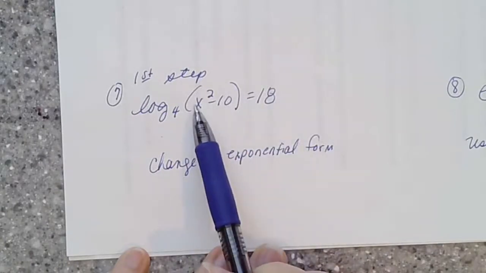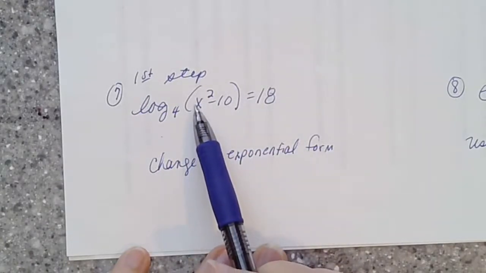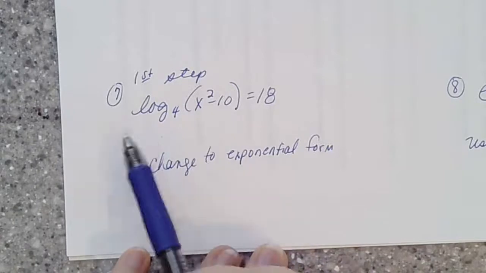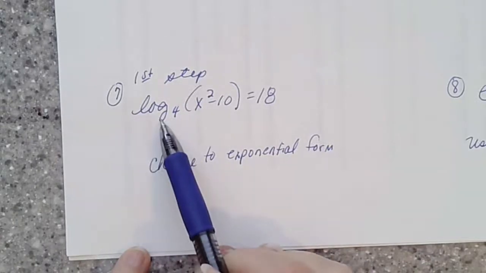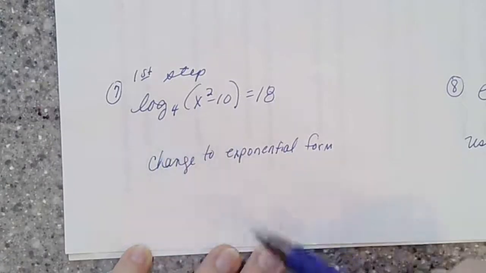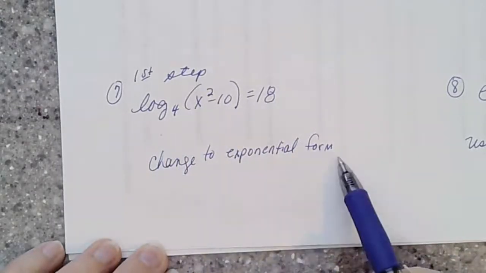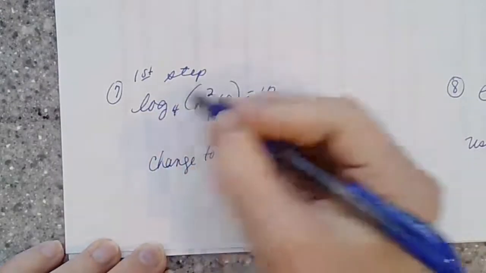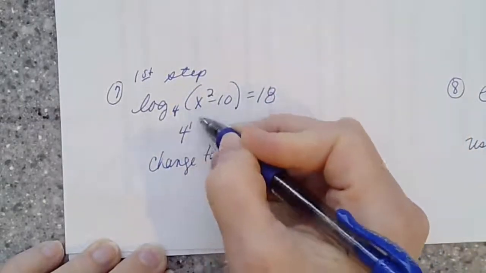When there's only one log in the problem, that's usually the first strategy: rewrite it, change it to exponential form. To do that, we would say 4 raised to the 18th equals the argument x squared minus 10, and then we would work that out.